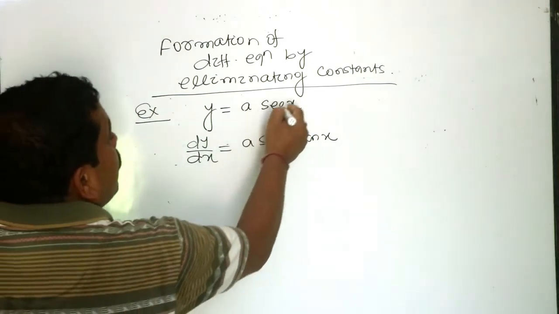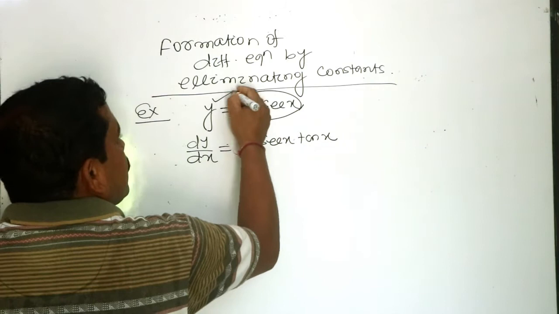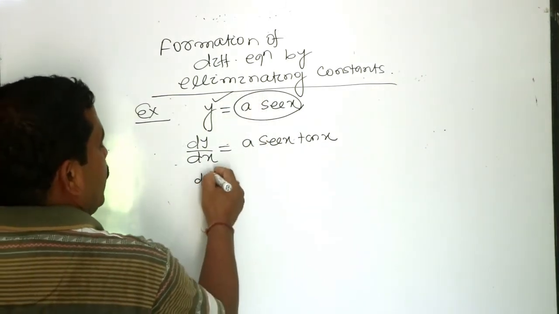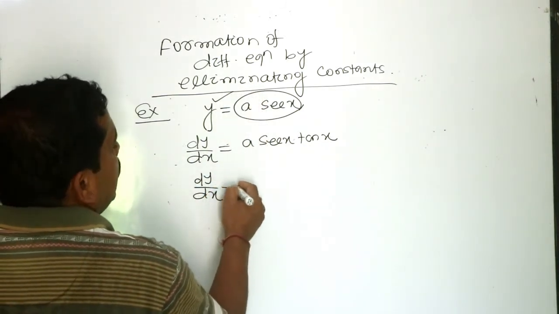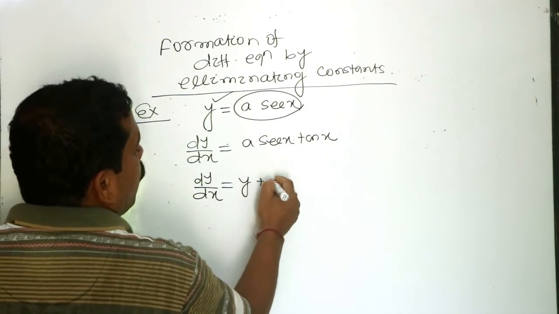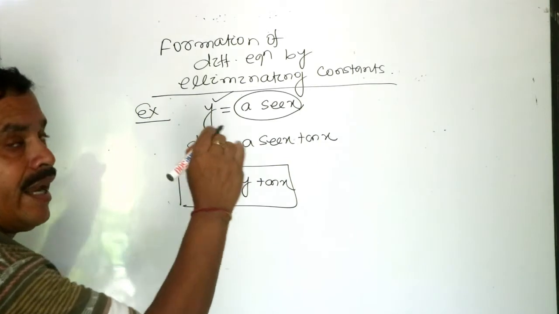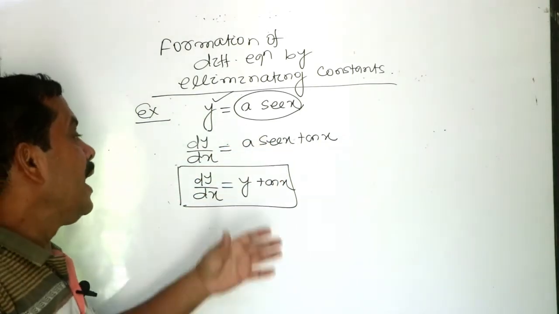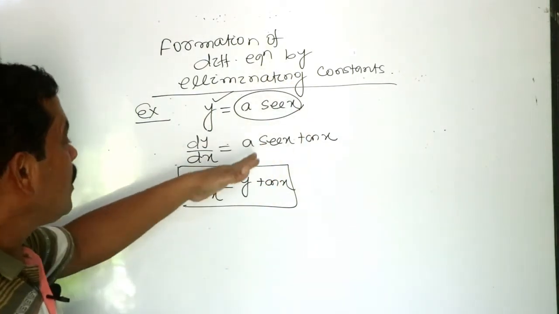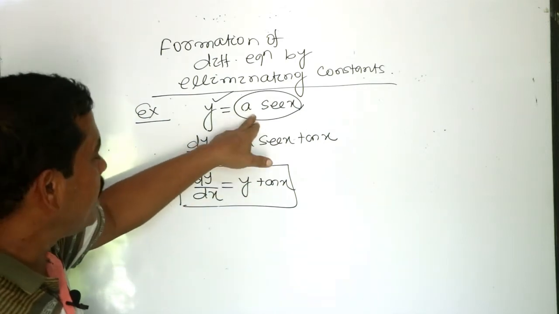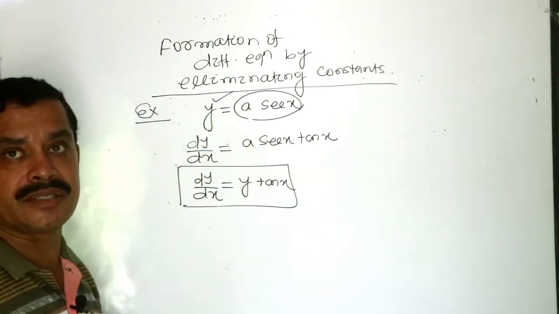Here, instead of a sec x, we can write y. So the equation becomes dy by dx is equal to y tan x. This is the differential equation where a is not involved. Here a is deleted. So this is the differential equation formed by eliminating constants.